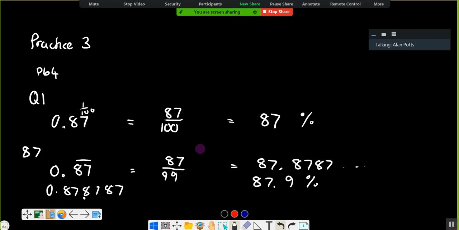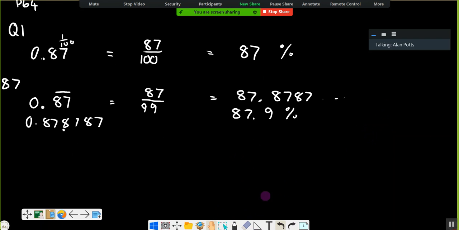So, are you all good with decimal, fraction, percentage? Has anyone got any questions on that? Okay, right. So just moving on.